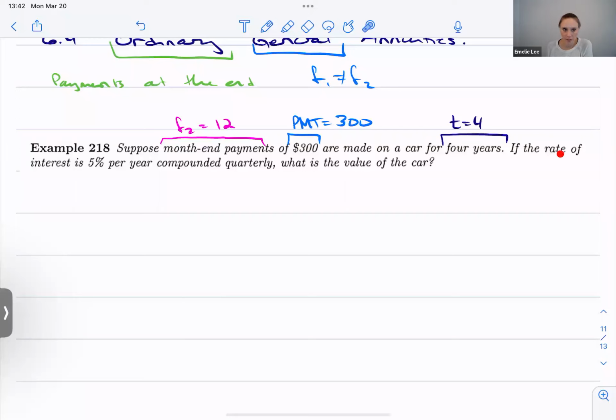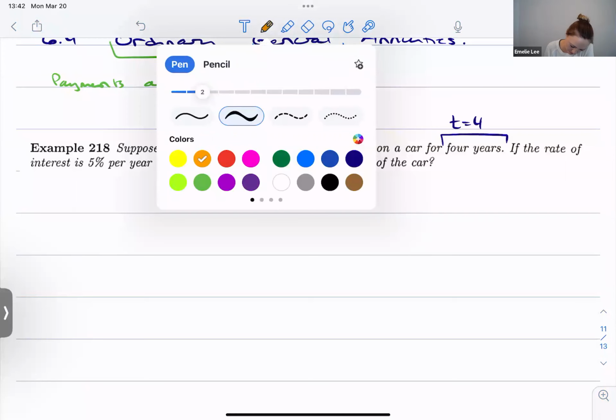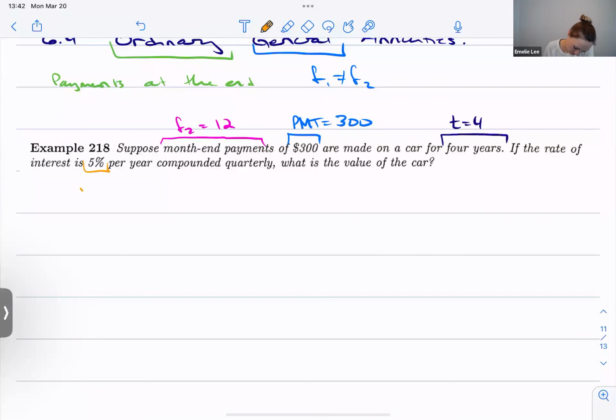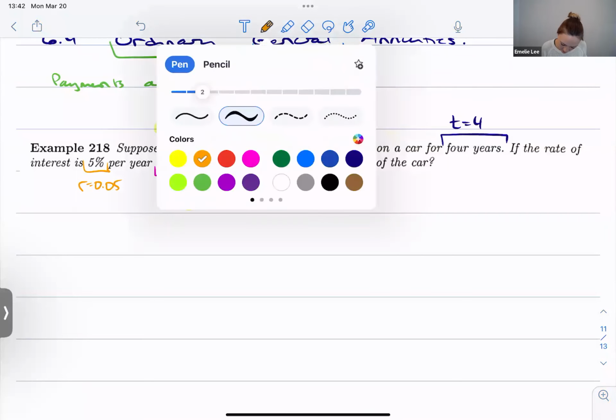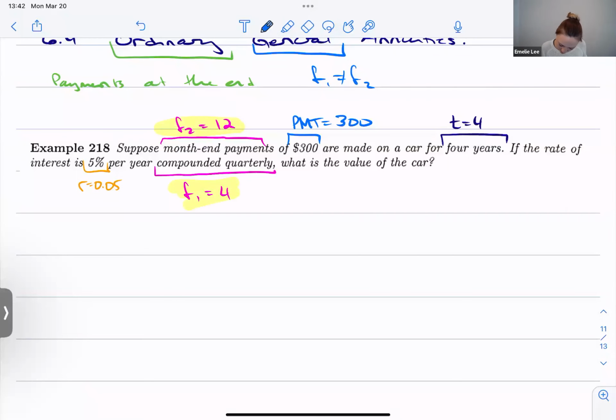If the rate of interest is 5% per year, so R is 0.05, but it's compounded quarterly, F1 is 4. Right, so notice here that these are not the same. So that's when we really need to pay attention. What is the value of the car? Let's see here.